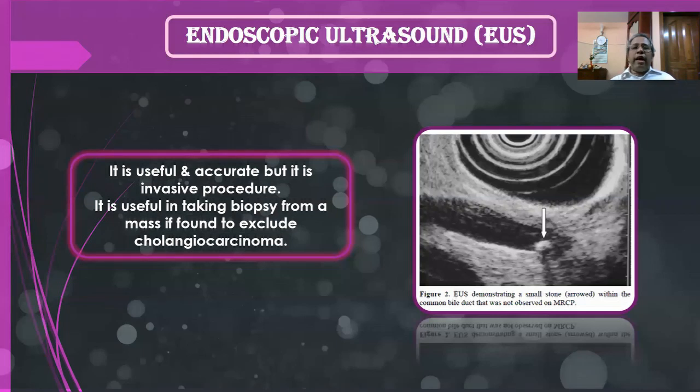So this is endoscopic ultrasonography. The endoscope has a probe, so it gives the information more clearly that there is a stone there. It is useful and accurate, but it is a basic procedure. It is useful in taking a biopsy from a mass. FNAC can be taken through the common bile duct, the needle directly entering the lesion and taking a biopsy to some extent, from a mass, to exclude cholangiocarcinoma.